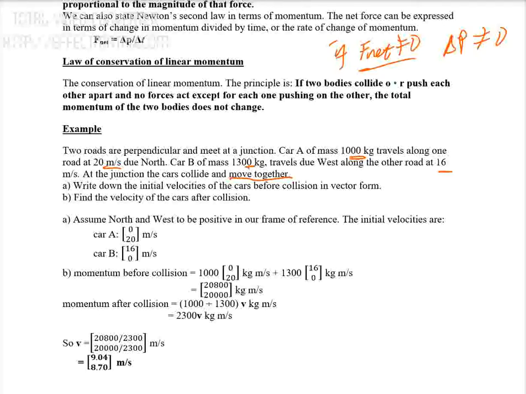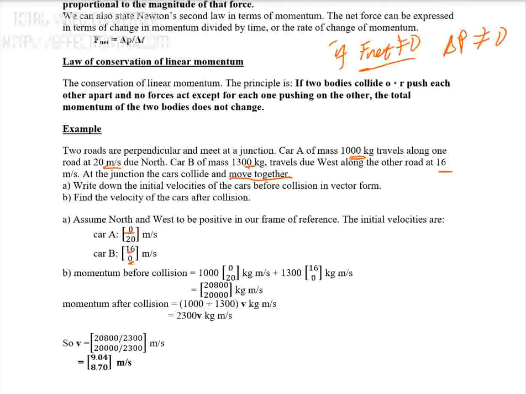Before collision, north is the y-axis, positive y, and south is negative y-axis, and east is what? Positive x, and west is negative. Therefore, car A is 0 and 20. That means in the x-axis 0, in the y-axis 20, and car B is in the x-axis 60, in the y-axis what? 0. And in B, find the velocity of the cars after collision.